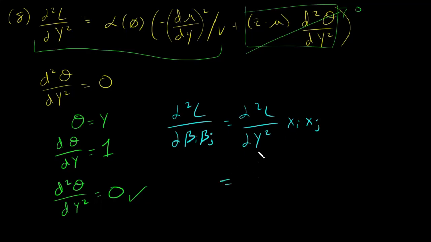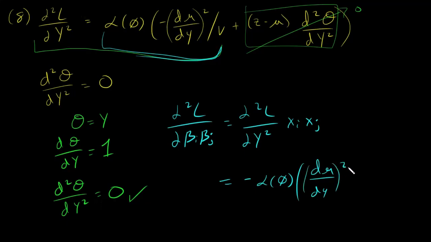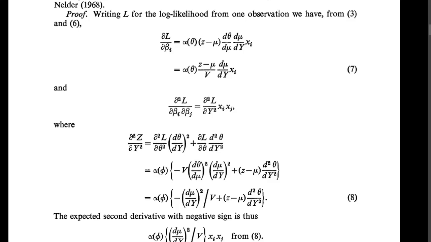So that would be this piece right here, since this piece zeroes out. So I'm going to pull that negative sign out front. Okay. d mu d y, this gets squared, divided by v. And then I still have that xi, xj in the back. Okay. And so that's basically what equation 11 says, but equation 11 says one more thing.